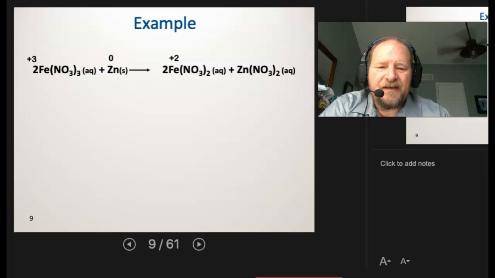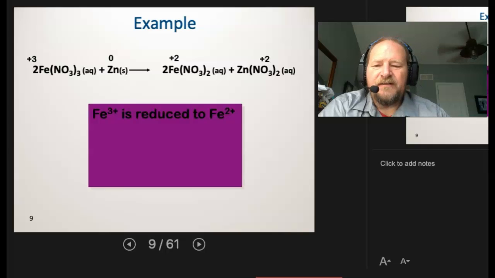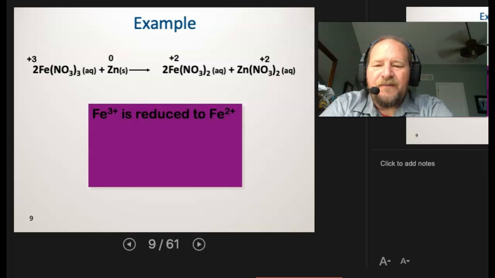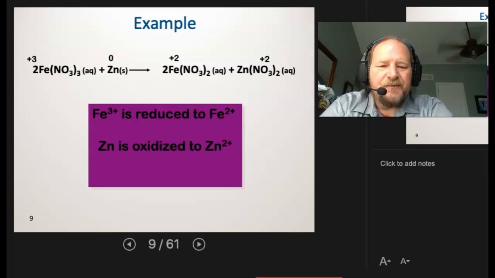And then how about the zinc? The zinc is no longer elemental, it's now taken on 2 nitrates, which means it also must be +2. All right, so iron has been reduced then, because iron went from +3 in the beginning to +2 in the products. And if it's been reduced, something has to have been oxidized. The zinc went from 0 to a +2, and so the zinc has been oxidized.